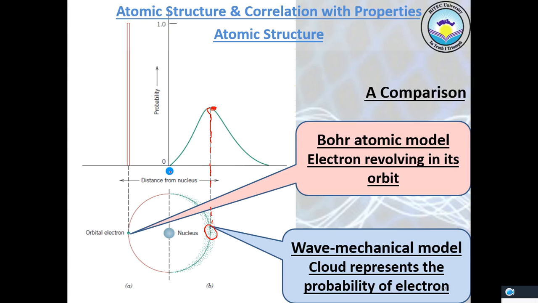And if we go for Bohr's model, then we can see that for a specific instant of time the possibility of finding the electron will be maximum, but it will be maximum for just one instant of time. You can see here the Bohr atomic model, electrons revolving in the orbits.